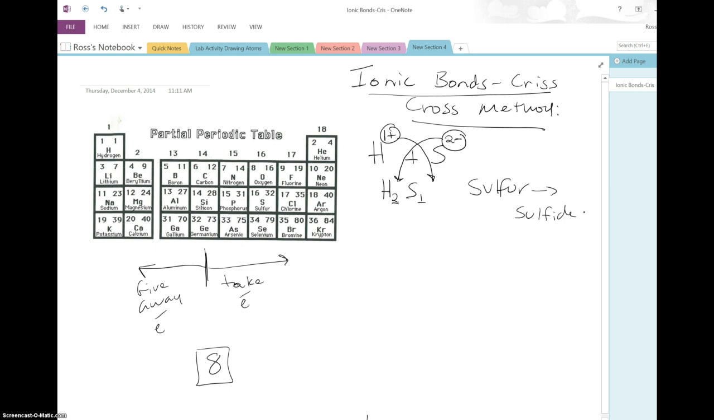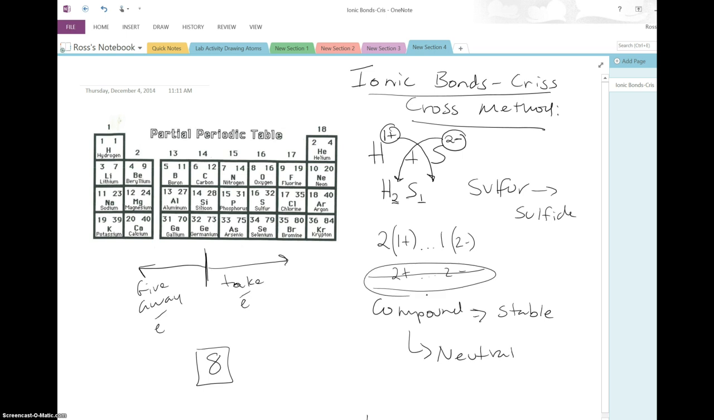Now, a great way to check your work, even though this is obviously pretty easy, is you can say, okay, so we've got 2 hydrogens, and we're multiplying it by a charge of +1. Does that even out the 1 sulfur and its 2 minus charge? So this will end up equaling 2 plus, this will be 2 minus, they cross out, perfect, we did it right. Because remember, every compound wants to be stable. And in order for it to be stable, it needs to be neutral. So if these charges here cross out, that's neutral.